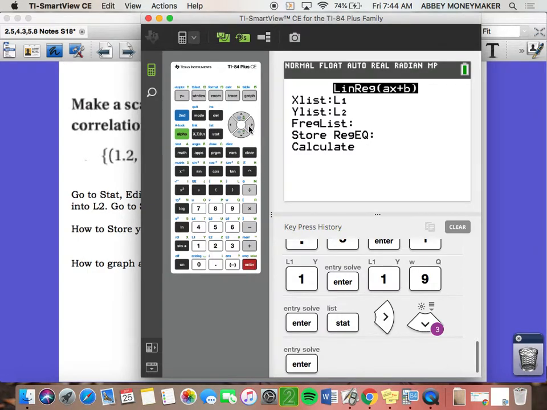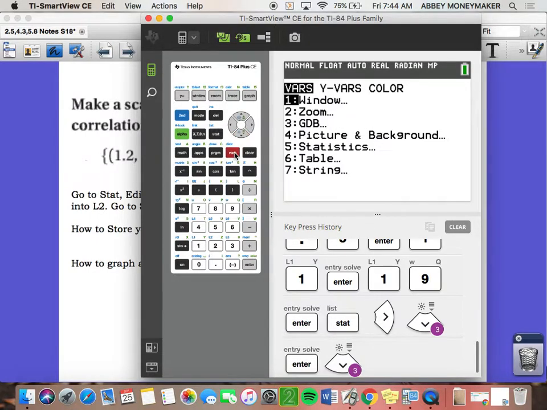So what this next screen asks you is, do you want your X values to be from L1? Yes, we already typed that in. Do you want your Y list to come from L2? Yes, we already typed that in. Okay. So from here, we're going to go down to Store Reg EQ. What this is going to do is once we get our linear regression equation, it's going to store that equation into Y1. So when we graph, it's already there for us. We don't have to type it in.